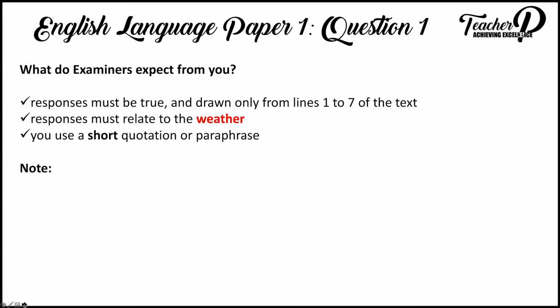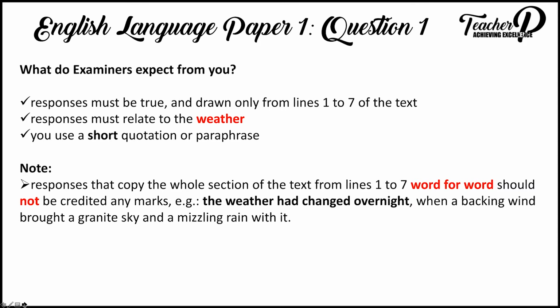However, you must note the following. The mark scheme clearly states that any responses that copy whole sections of the text from the line stated, word for word, will not be credited any marks. For example, if you were to write, the weather had changed overnight when a backing wind brought granite sky and muslin rain with it, you would not be awarded a mark, as it does not demonstrate your ability to identify precise information. As you can see, you only need the first part of the sentence as your answer, the part in bold, the weather had changed overnight. So if you were to write, the weather had changed overnight, you would receive 1 mark.